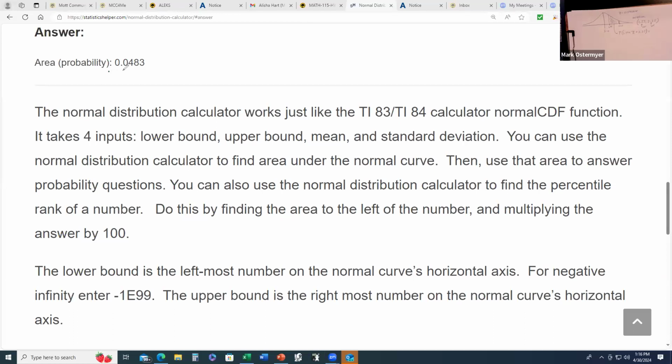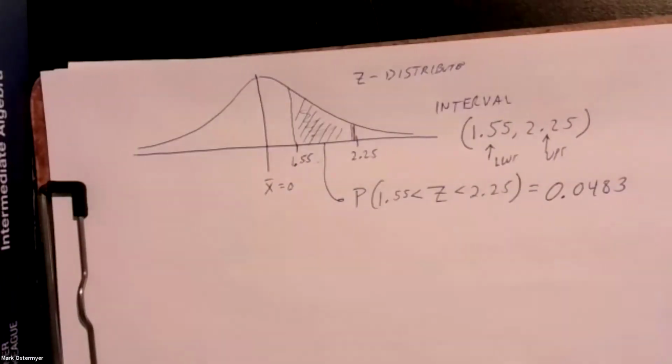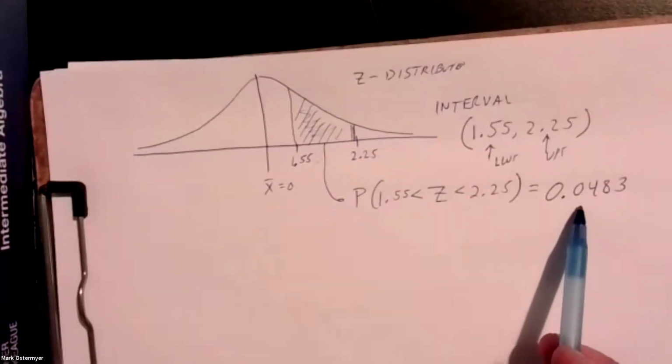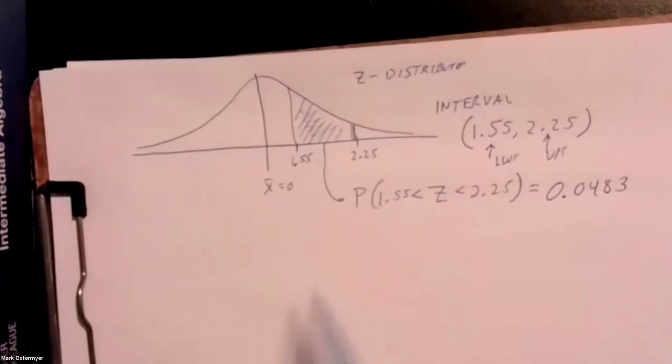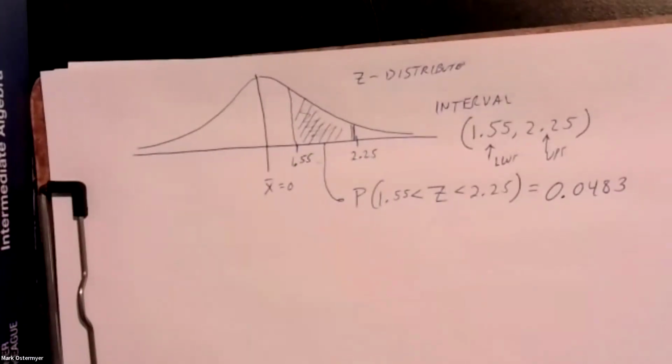So the area between 1.55 and 2.25 is right here, 0.0483. That is the area, or the probability. So again, this area or probability is 0.0483. Everybody understand how we just use that calculator there? So this area constitutes about 4.8% of the entire area of the entire curve. Does that make sense how we use that calculator to compute this area?